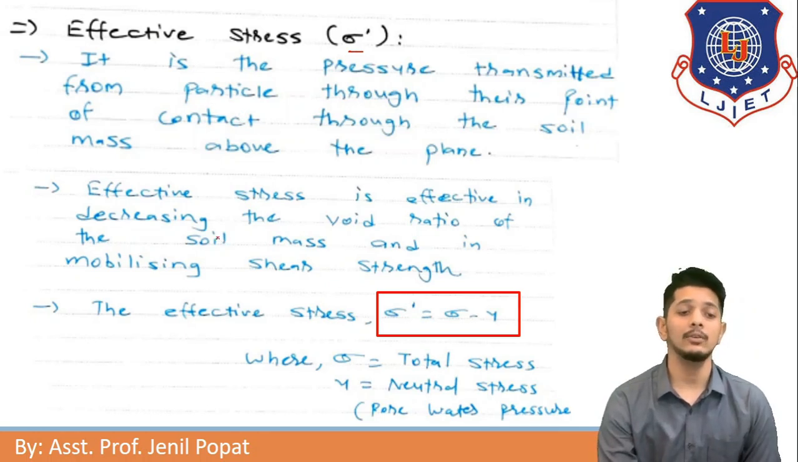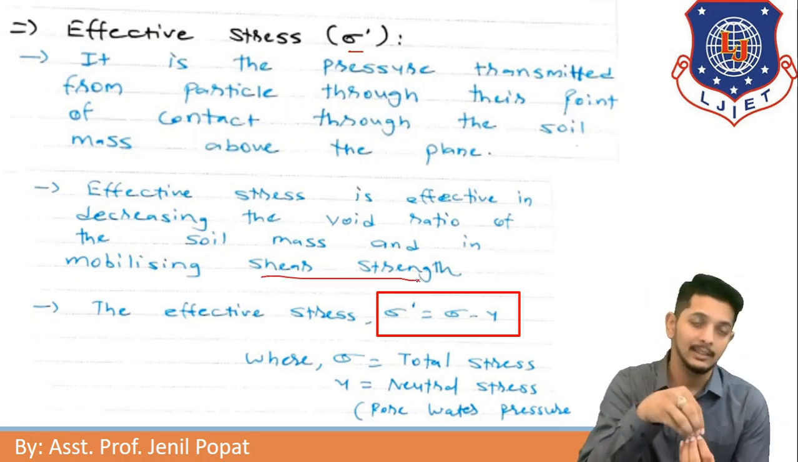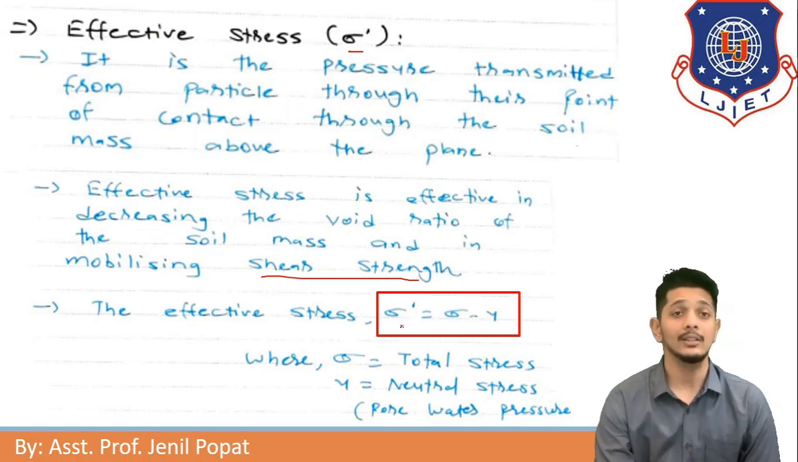Effective stress is effective in decreasing the void ratio of the soil mass and mobilizing shear strength. So it basically governs strength by this. The effective stress has the formula sigma dash is equal to sigma minus u, where sigma is total stress and u is neutral stress, or we can also call it pore water pressure.